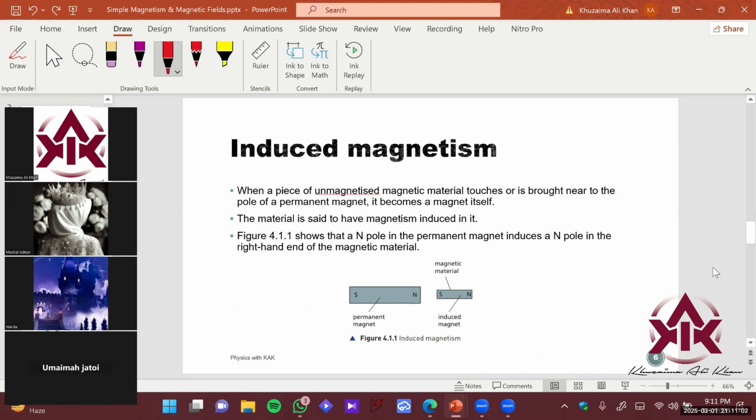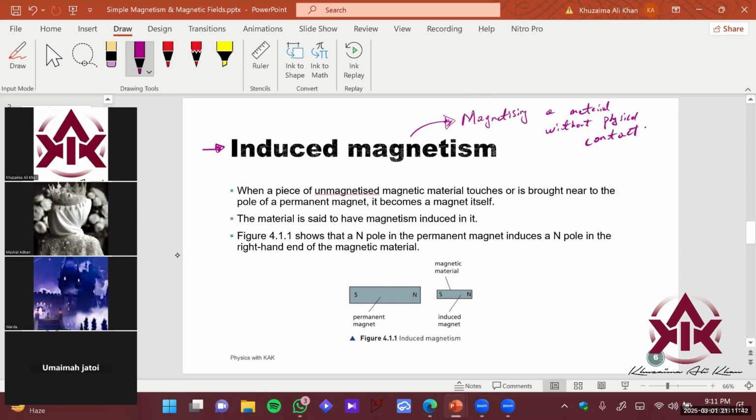So that is called induced magnetism here, right? So what does induced magnetism mean? It means transferring or magnetizing a material without physical contact. Okay, so this is the meaning of this particular term. This is the beauty of magnetism, that you can magnetize any material without any physical touch, right? So that is called induced magnetism.